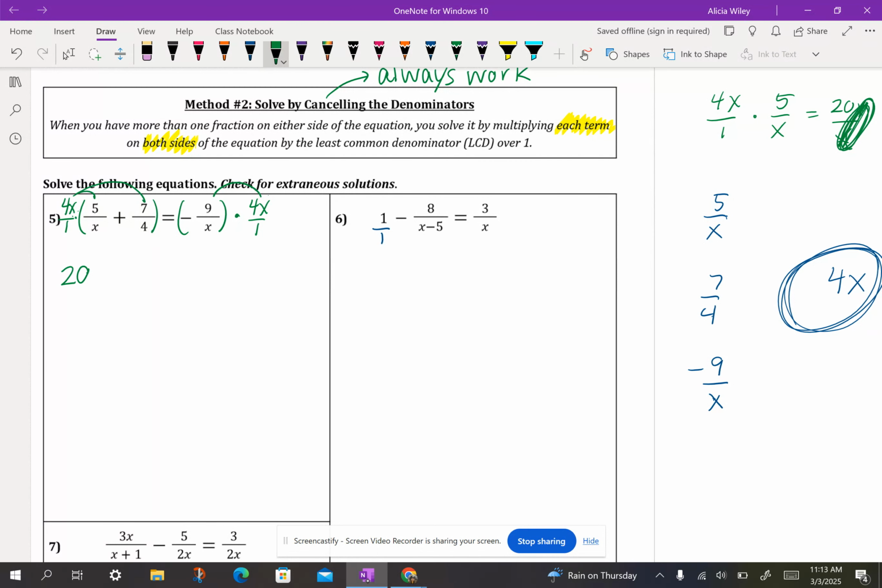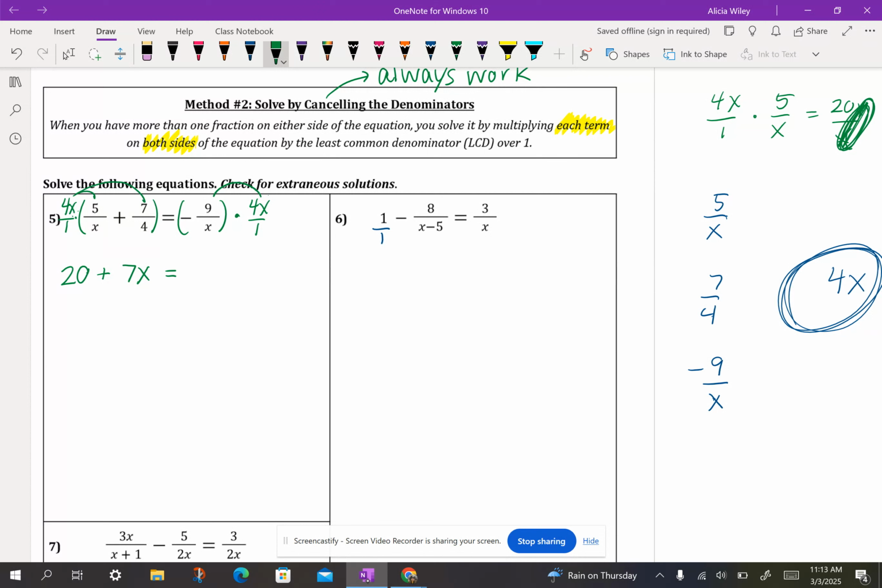Let's move on to the next one. It's going to be positive, so don't forget your plus. If I multiply 4x times 7 over 4, what will cancel? The 4's will cancel, and I'm left with x times 7, which we write as 7x. Bring down the equal sign.